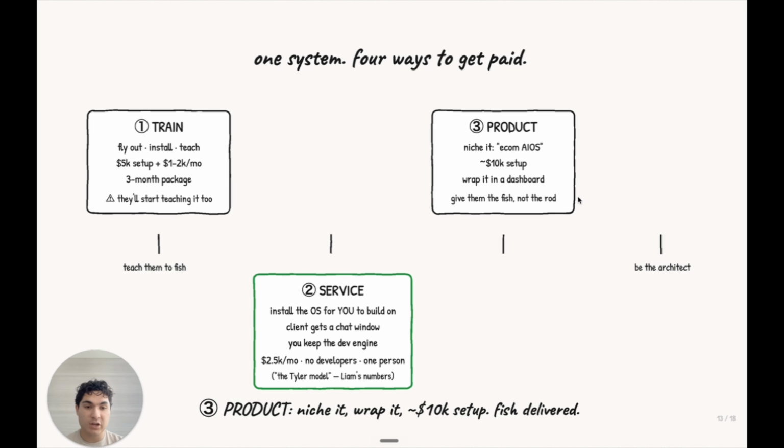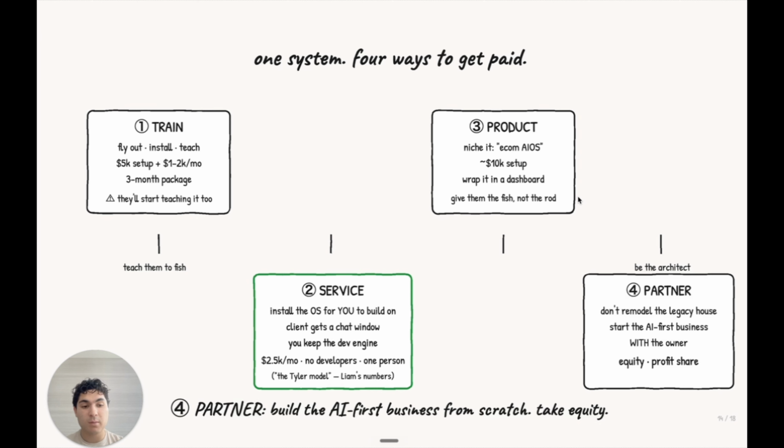So you can niche it into a product, right? So a 10K setup, wrap it in a dashboard, give them the fish, not the rod, as they say. So you give it to them in the product and you wrap it in a dashboard. Fourth is the partner model. You don't remodel the legacy house. You start with the AI first business with the owner. You get equity and profit share.